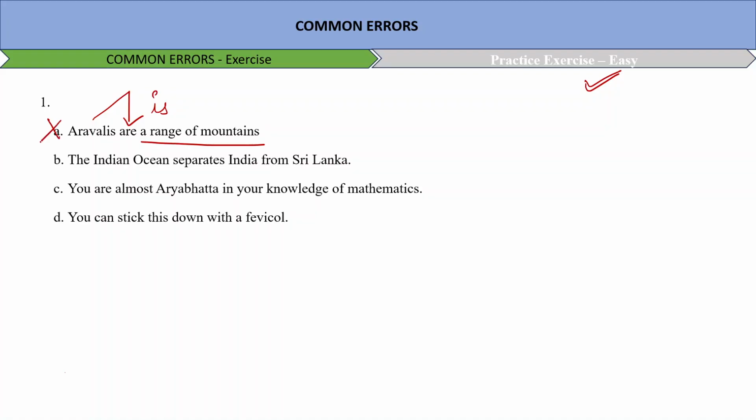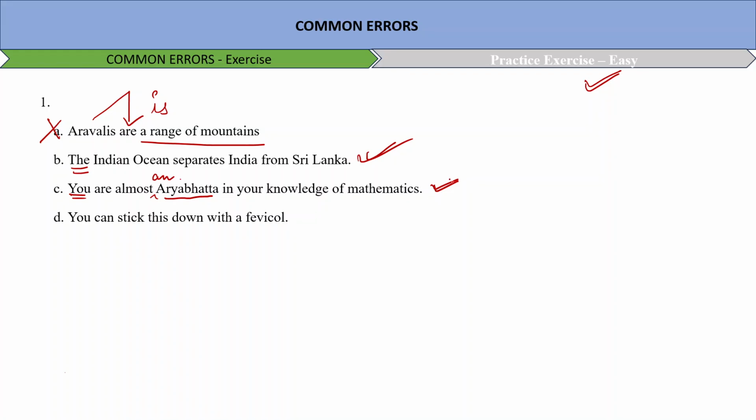This is inappropriate. The Indian Ocean, the used with an Indian Ocean separates India from Sri Lanka. Totally appropriate. You are almost Aryabhat in your knowledge of mathematics. You are almost an Aryabhat. There has to be an article attached when you are making a proper noun look like a common noun and comparing it with someone. So you need to use article here.